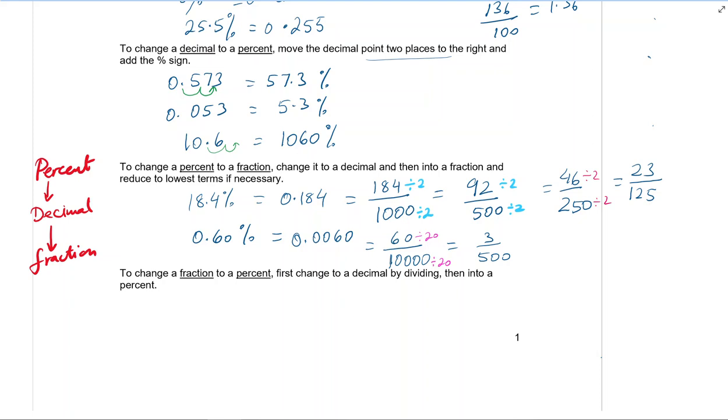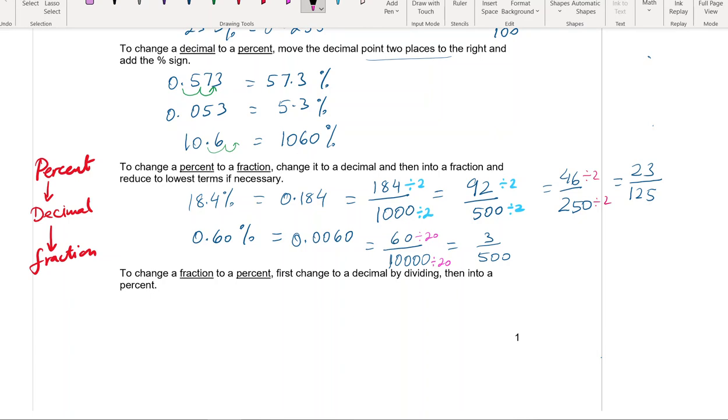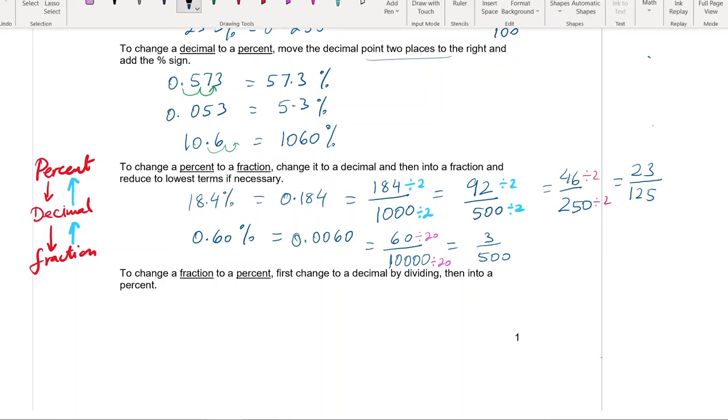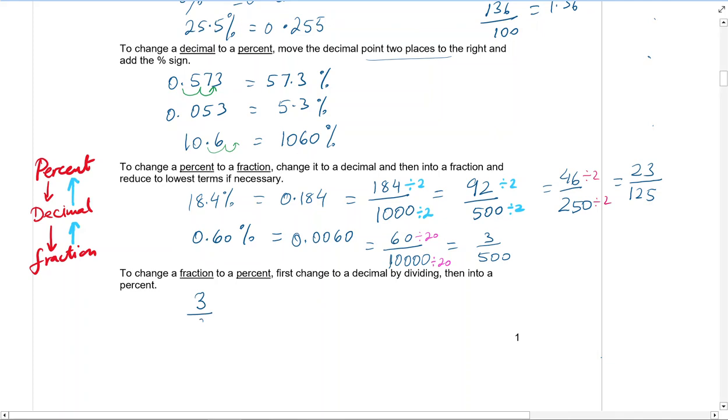Alright, so next we have change a fraction into percent. So it means now we're going to go the other way around. So we're going to follow this path. First we're going to go fraction to decimal, then decimal to percent. For example, if you have this fraction 3 over 8 and you want to change this into percent, first you can use your calculator, 3/8. So you know that in the decimal form it is this.